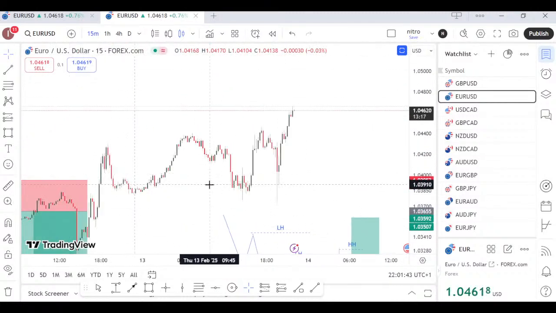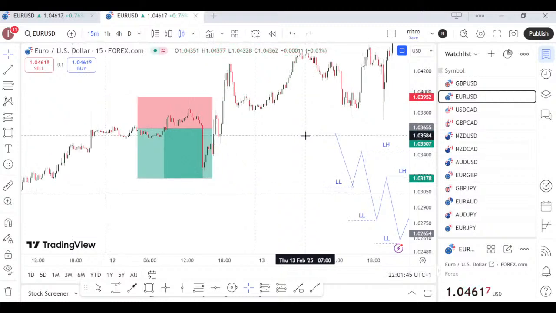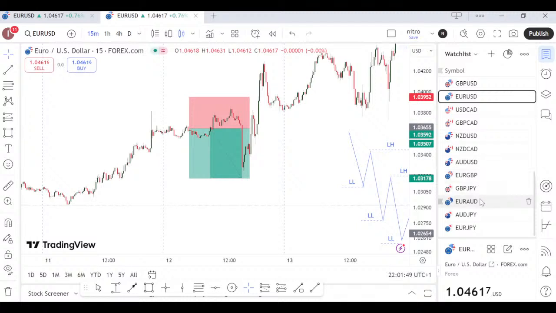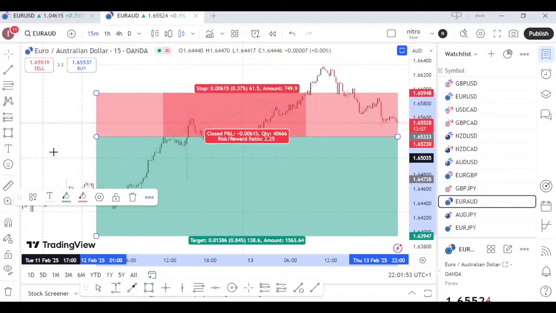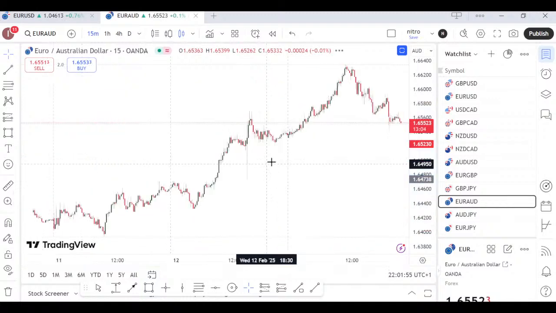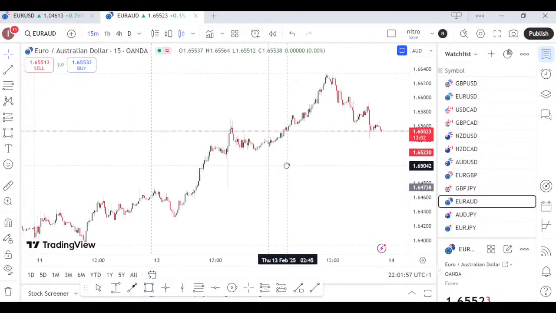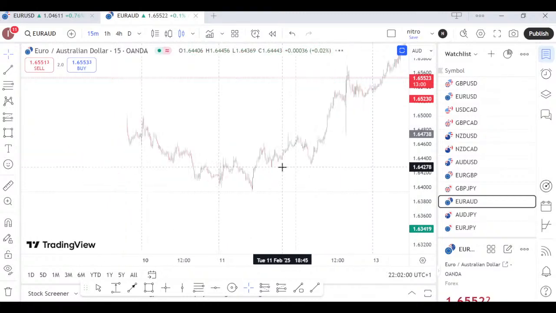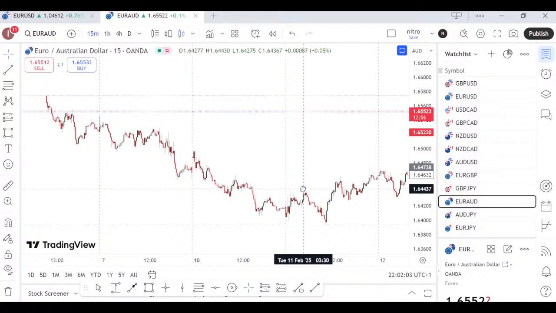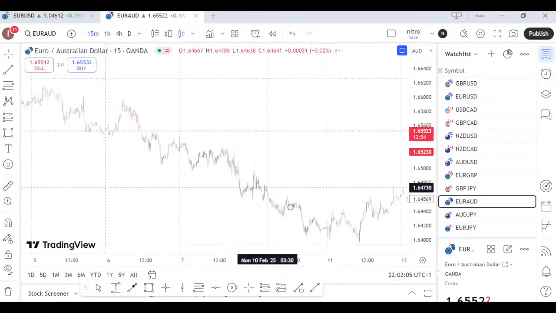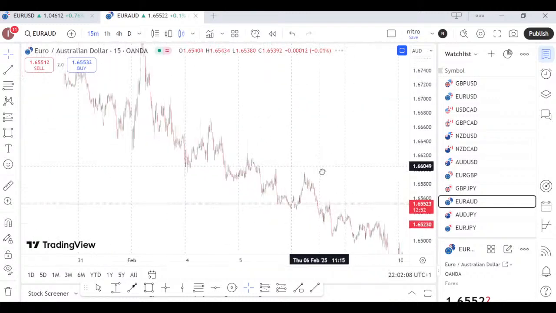So now let's go through the chart and look for something similar. I saw something on Euro AUD, was it today or yesterday? Okay, good. Look at Euro AUD, 15 minutes time frame.